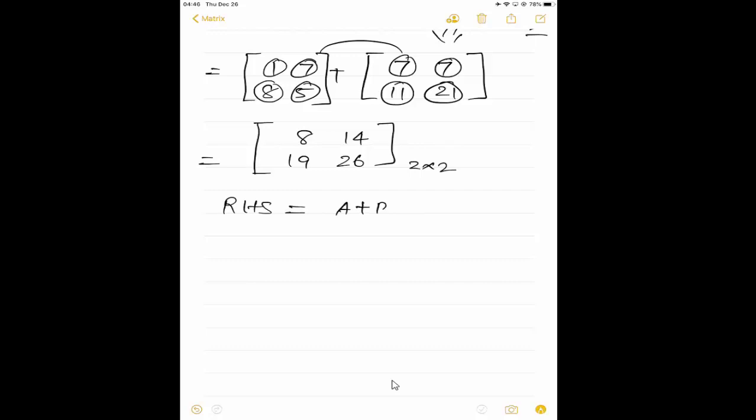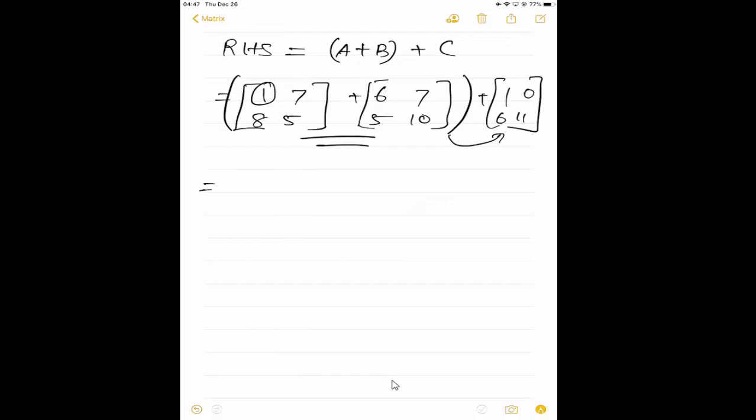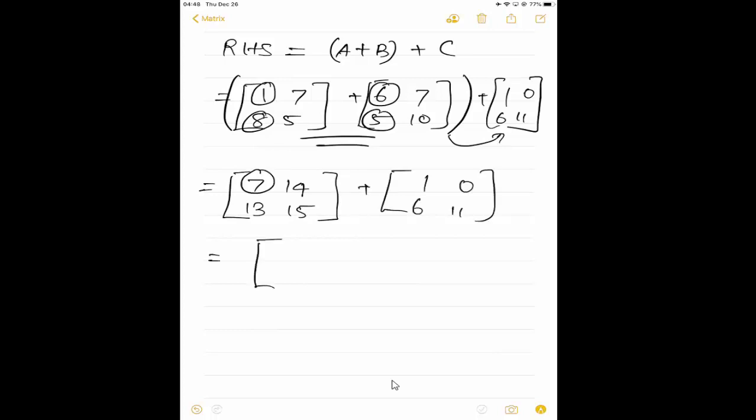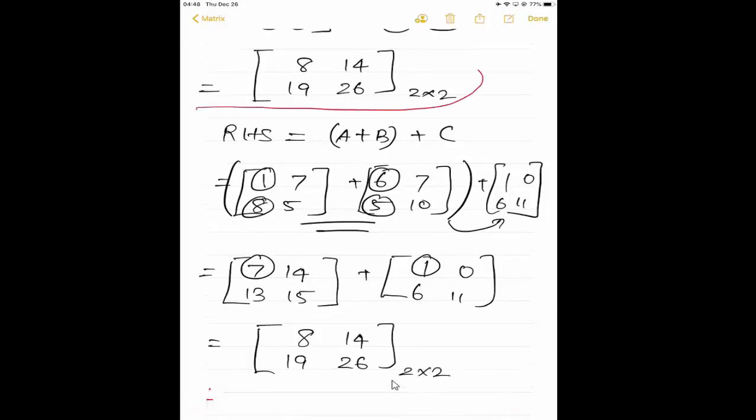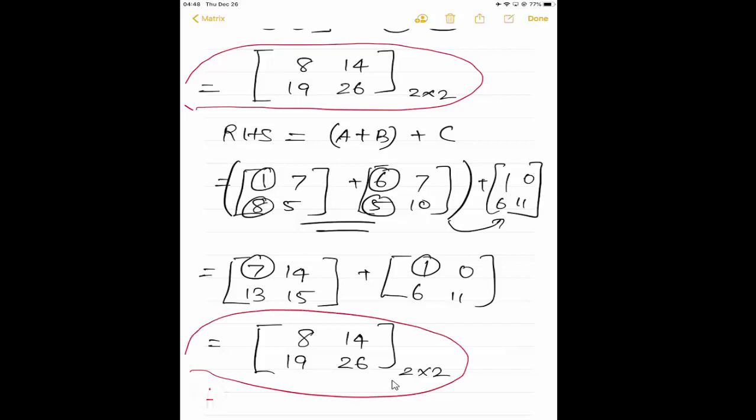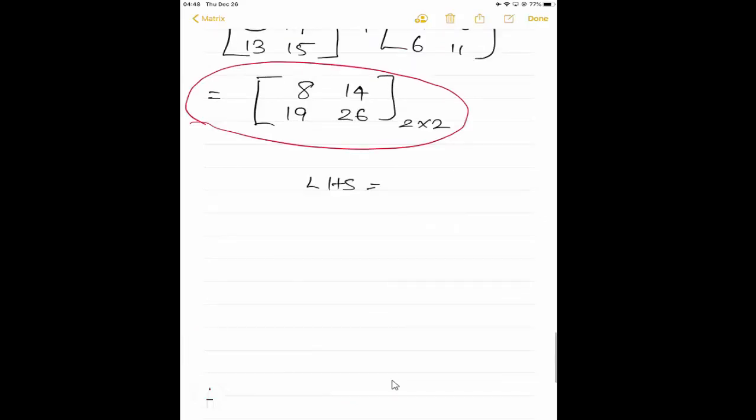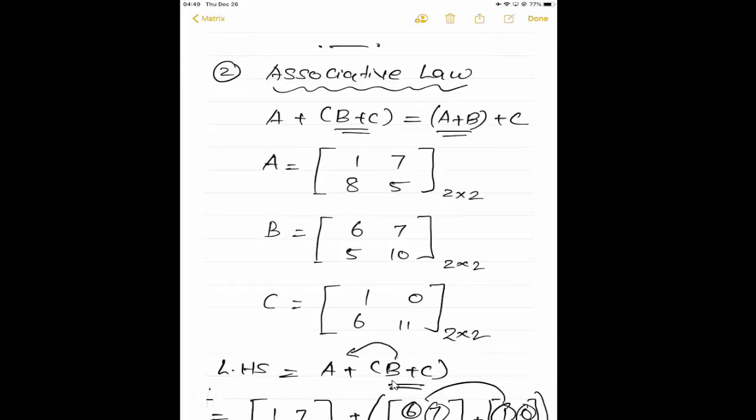RHS, we are going to add A plus B together, then the final output will be added to C. So direct element wise addition: 1 plus 6, it is 7, 7 plus 7, it is 14, 8 plus 5, 13, 5 plus 10, 15, and it will be added to matrix C. Once again, element wise operation: 7 plus 1, 8, 14 plus 0, 14, 13 plus 6, it is 19, 15 plus 11, it is 26. So when you compare, this is the LHS and this is the RHS. LHS equal to RHS. The associative law is proved.